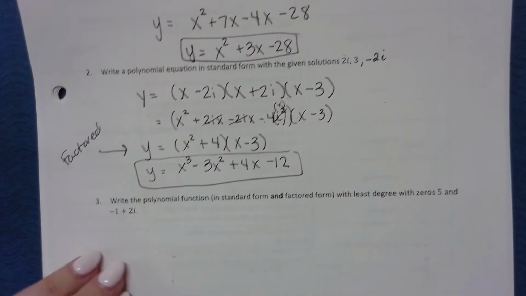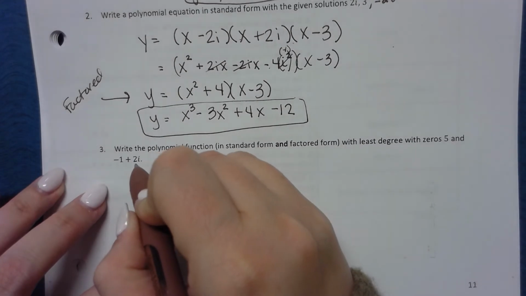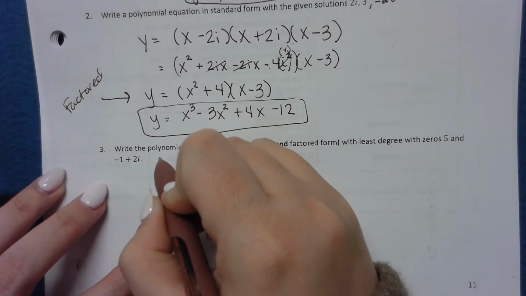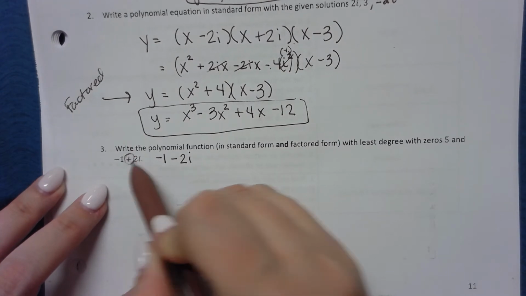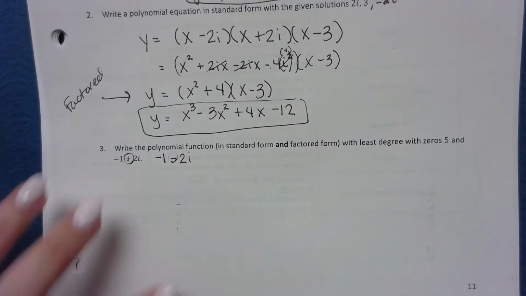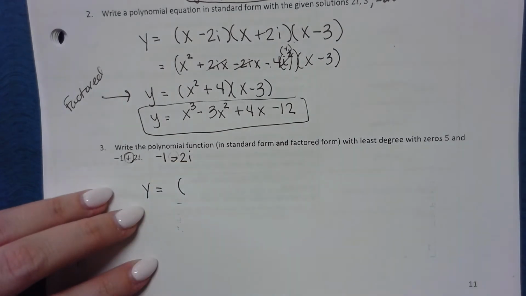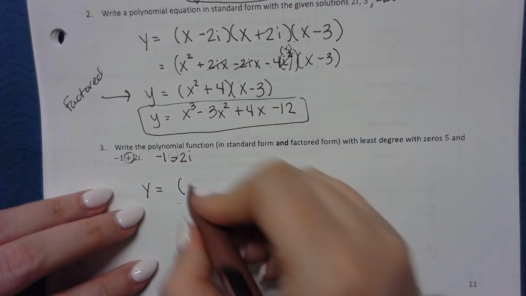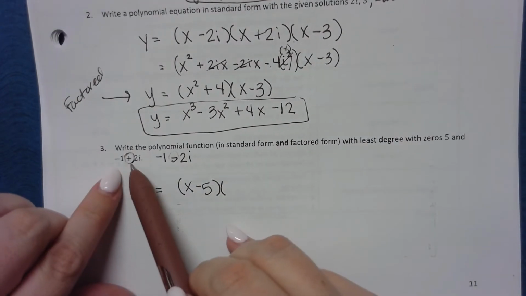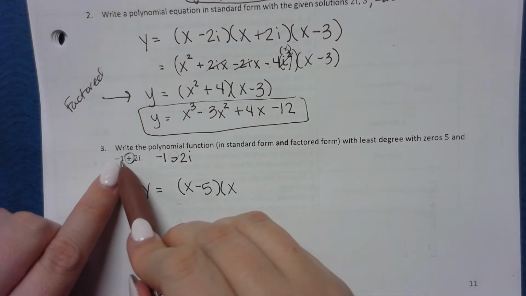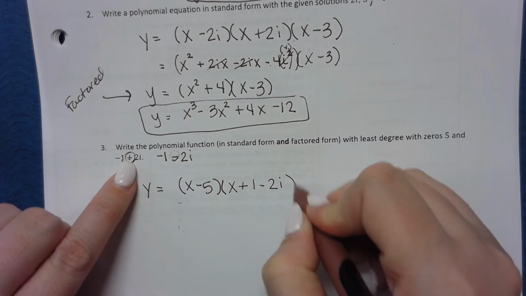Okay, now number 3 gets a little bit more tricky. We've got zeros of 5 and then negative 1 plus 2i, and we'll also have negative 1 minus 2i. Remember that the negative 1 will stay negative. It's the i that is turning from positive to negative. When we write this as our factors, positive 5 will turn into x minus 5, and then we're going to do the opposite of each of these numbers. So instead of a minus 1, it turns to a plus 1. Instead of a positive 2i, it's a minus 2i.